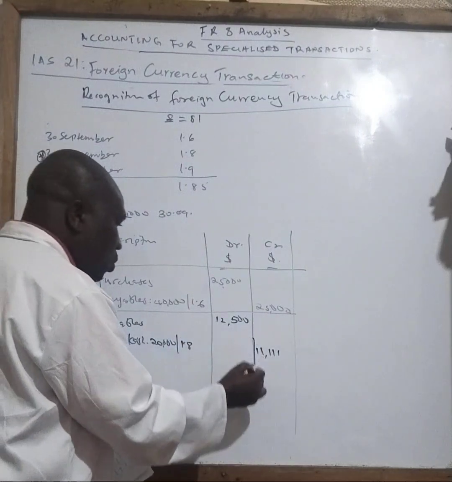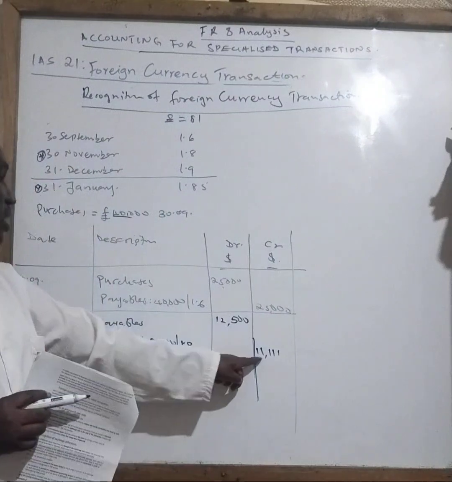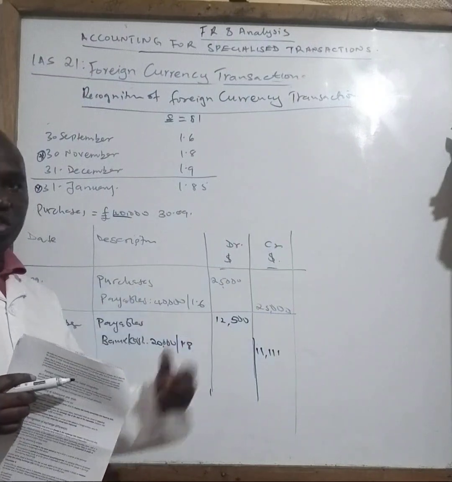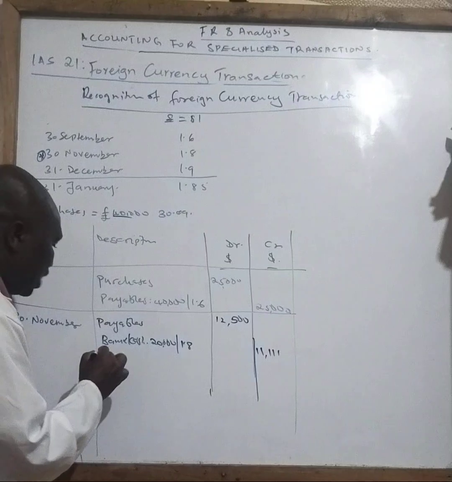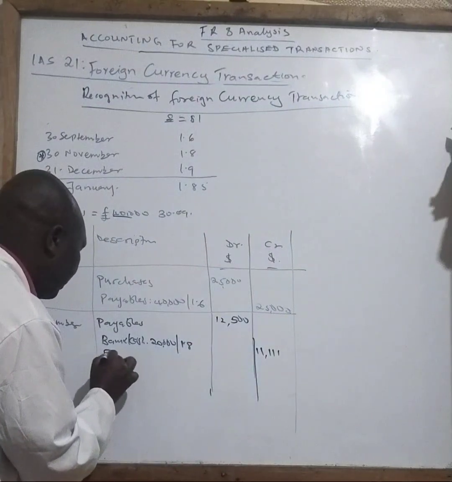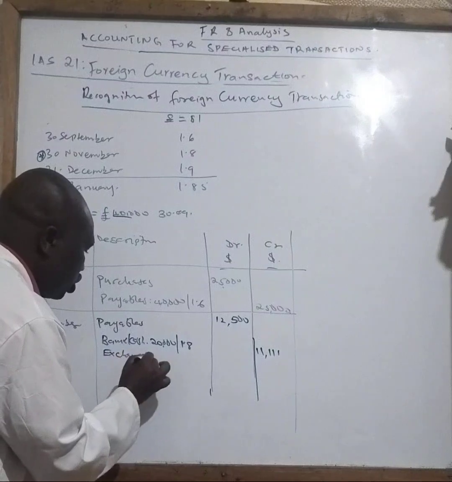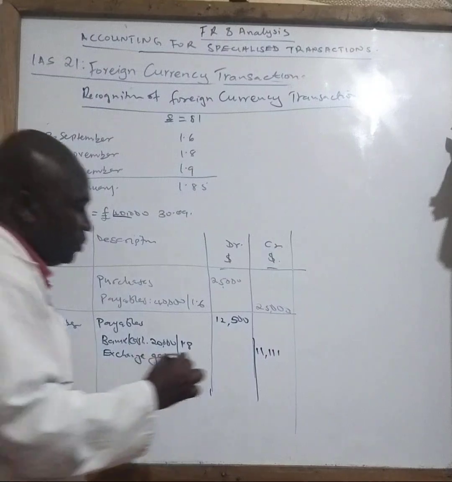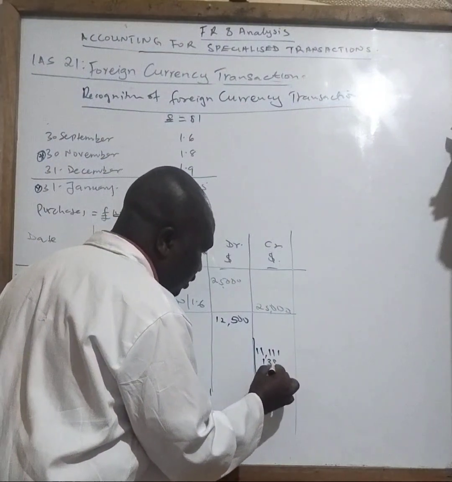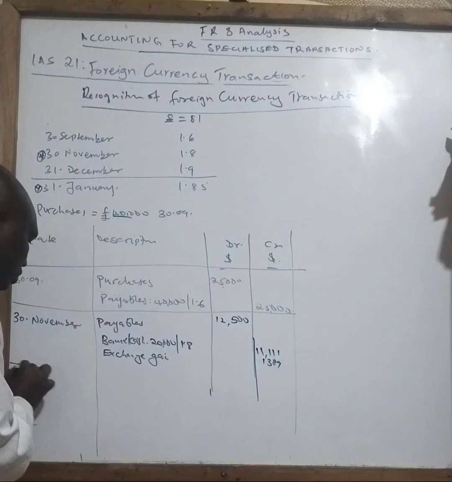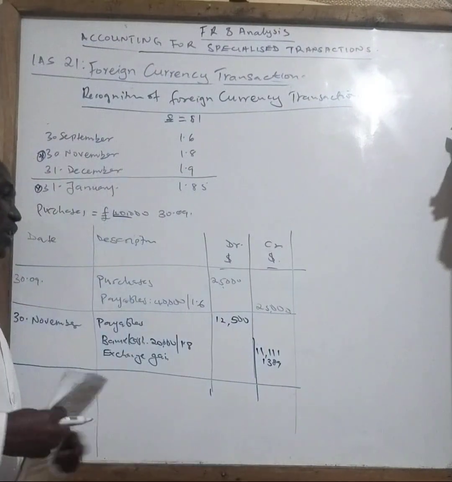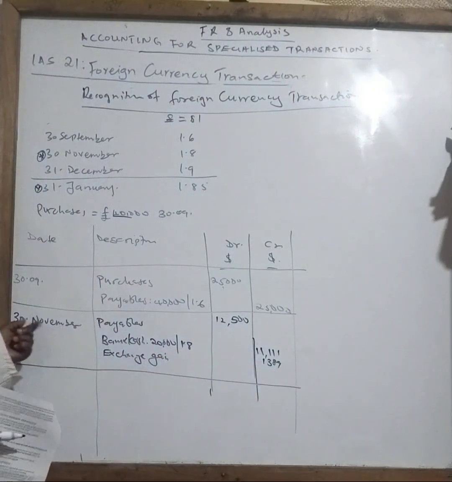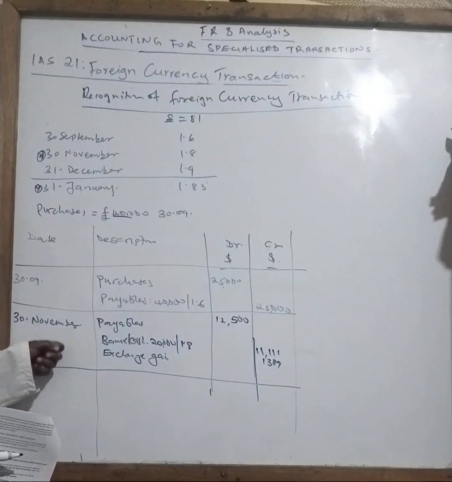Once you are through, you look at it now. You can see what we are paying. We are paying 11,111 instead of paying 12,500. Is it a benefit to us or a loss to us? It is a benefit. Therefore, we call this exchange gain. How much is the exchange gain there now? 1,389. So we have saved 1,389 when we make the payments on 30th of November 20x.